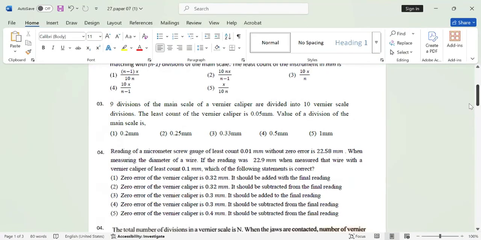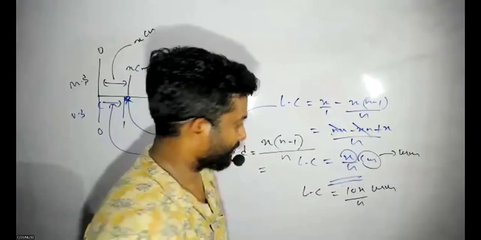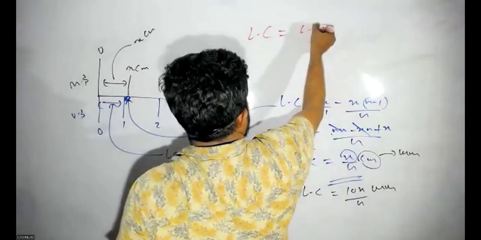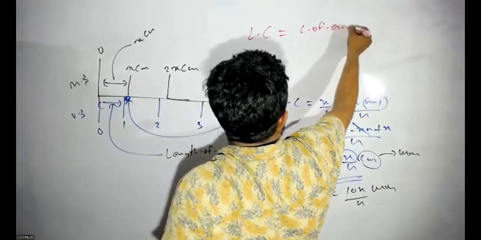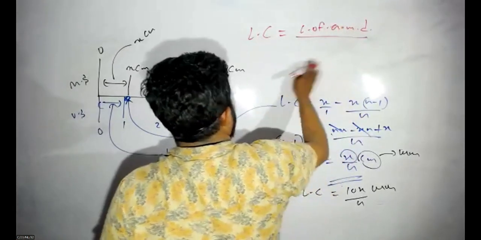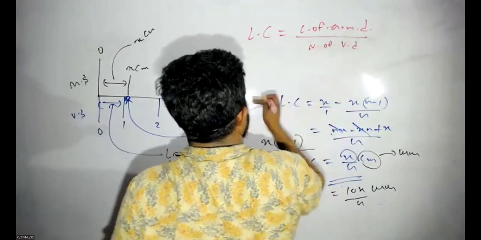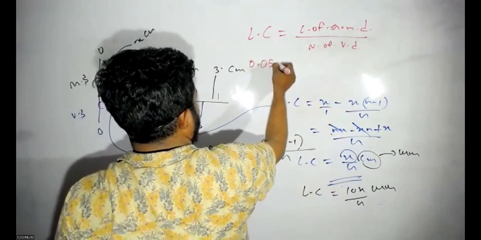9 divisions of the main scale of a vernier caliper are divided into 10 vernier scale divisions. The least count of the vernier caliper, they have given the least count 0.05. Value of the division of the main scale. Puti, here you can directly apply the equation. 0.05 is the least count, in millimeters, right? You can apply the equation: least count equals length of a main scale division divided by number of vernier divisions. Least count is 0.05 millimeter.